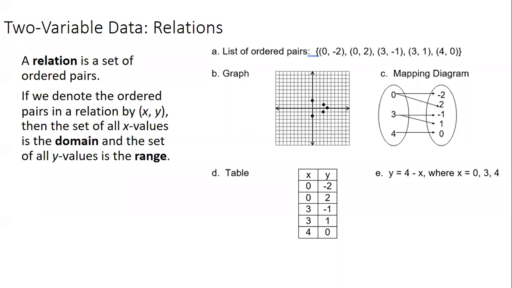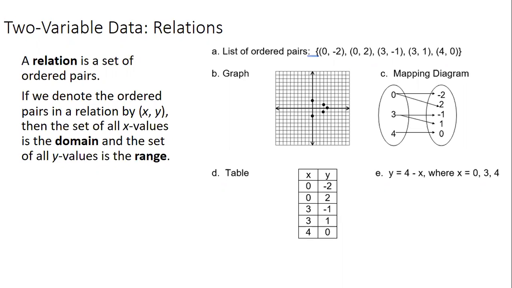All right, two variable data. That's when you're introduced to a relation. That's when we talk about independent and dependent variables, domain and range. That's our two variable data. Okay. Do these words all sound familiar to you?